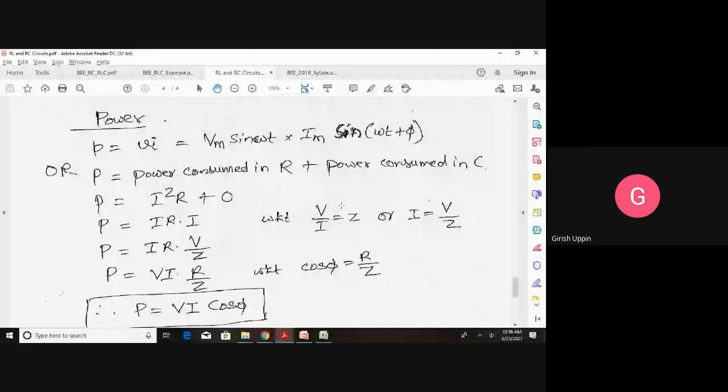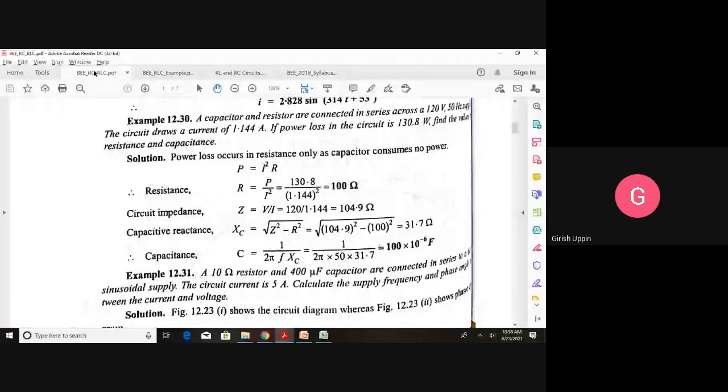P is equal to I square R. So we can use that relation, P is equal to I square R. P is given 130.8, I is given 1.144 amperes. Therefore, R is equal to P by I square, 130.8 divided by 1.144 whole square, which we get as 100 ohm. So what is the resistance of the circuit? It is 100 ohm.